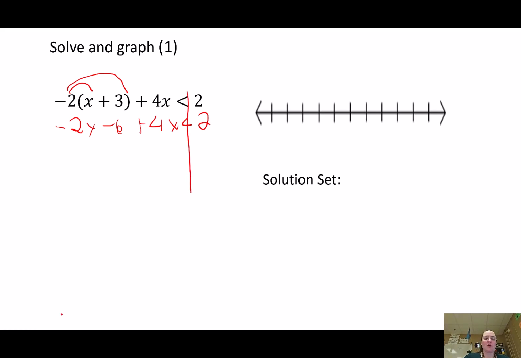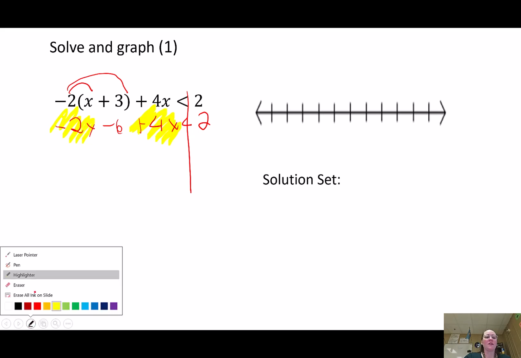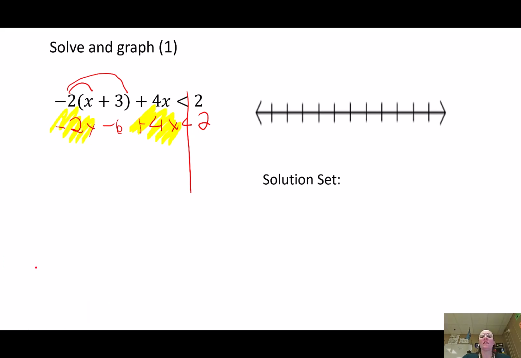Then I have to look, do I have any like terms? And I do. Negative 2x and 4x are both like terms. So always look on the same side of the inequality symbol if there are like terms to add together first, before we start moving things to other sides, okay? So negative 2x plus 4x gives me 2x. I still have the minus 6 less than 2.